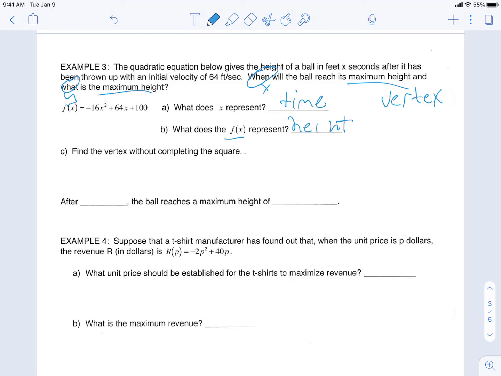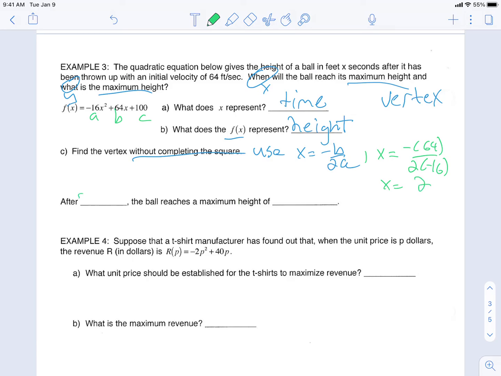All right, so now find the vertex without completing the square. All right, good, because this would be a tough one to complete the square on. So how do you find it without completing the square? We've got to use x equals -b over 2a. That formula works so well, it's way easier than completing the square. So all I have to do is identify my a, my b. Here's my c. I don't really need it right now. And so x equals -b over 2a. So that's going to be x is equal to the opposite of 64 all over 2 times -16. X is equal to -64 over -32. X is equal to 2.